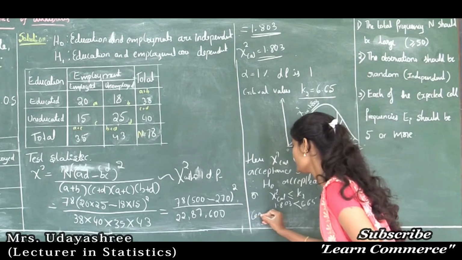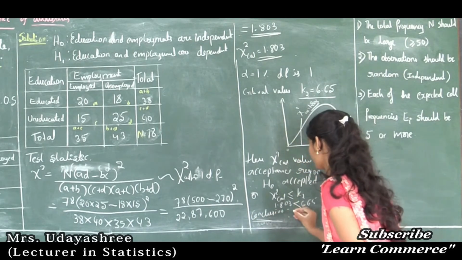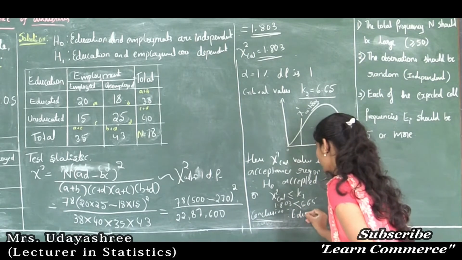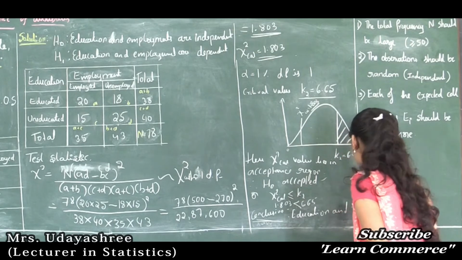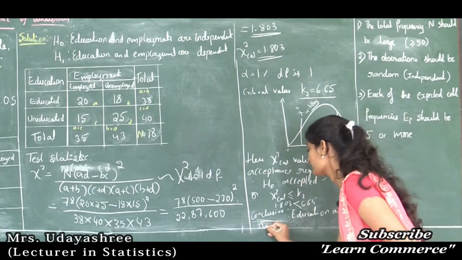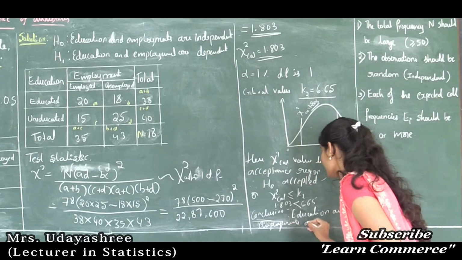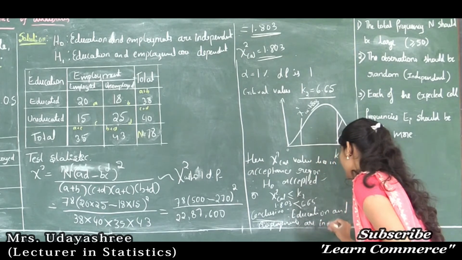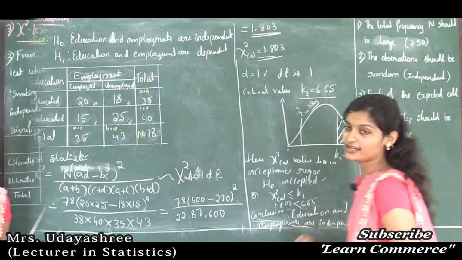So the conclusion is: education and employment are independent. Okay, this is the conclusion.